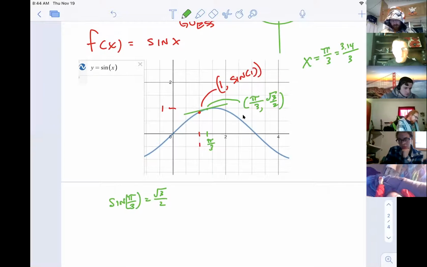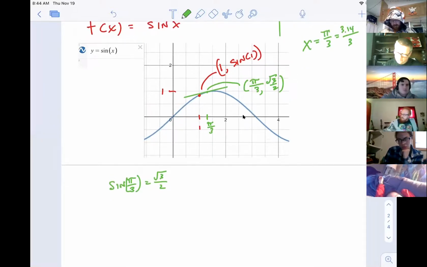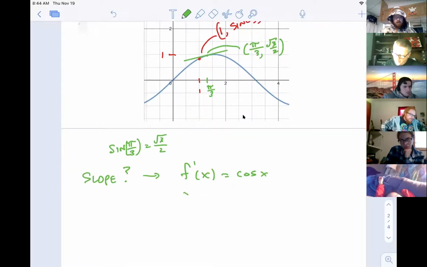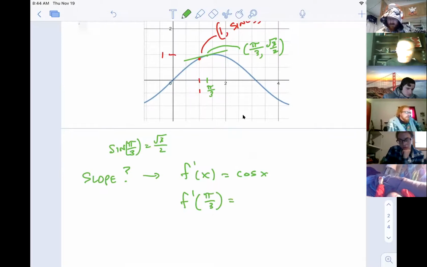And I also need the slope, which is where calculus comes in. So what's the slope? Well, to get that, of course, I got to take the derivative of sine, which, as you remember, is cosine. And then I can evaluate that at the point that I do know, pi over 3. I can't evaluate it at 1 because I don't know that either, but I can evaluate it at the point that I do know. And I see on the chart that that's actually a half. So now I have everything I need. I have a point and I have a slope.